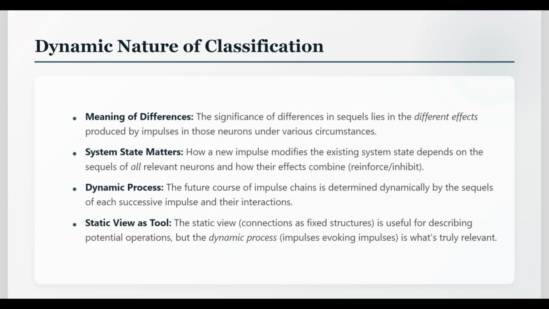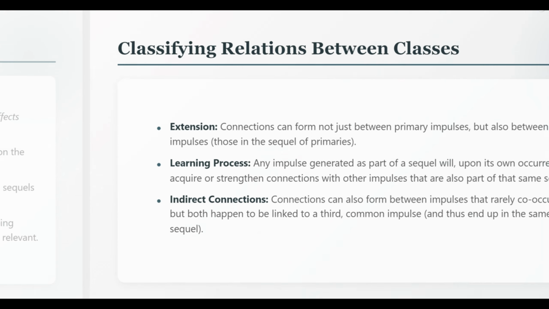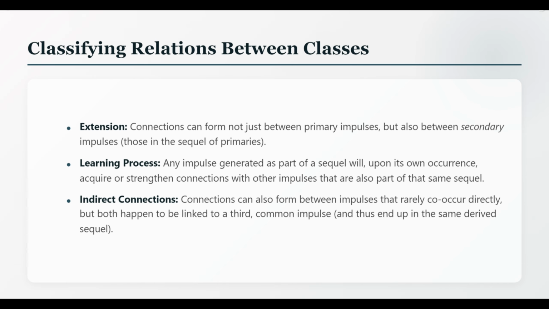While we can describe the potential connections statically, the real action is the dynamic process of impulses triggering other impulses, constantly reshaping the system's state. Can we classify not just individual impulses, but the relationships between classes? Yes, the same learning mechanism applies. If impulses X and Y often fire together in the sequel of A and B, then X and Y will start to form connections between themselves.